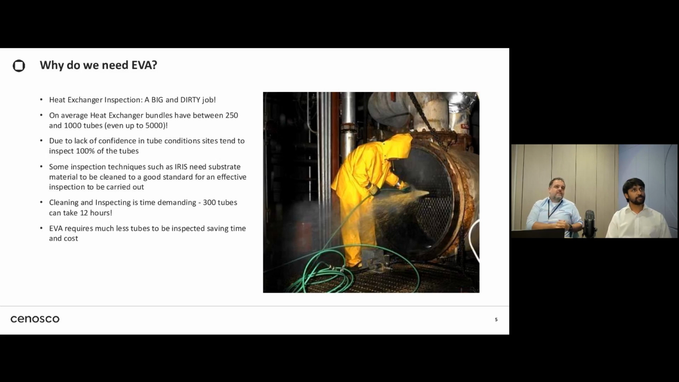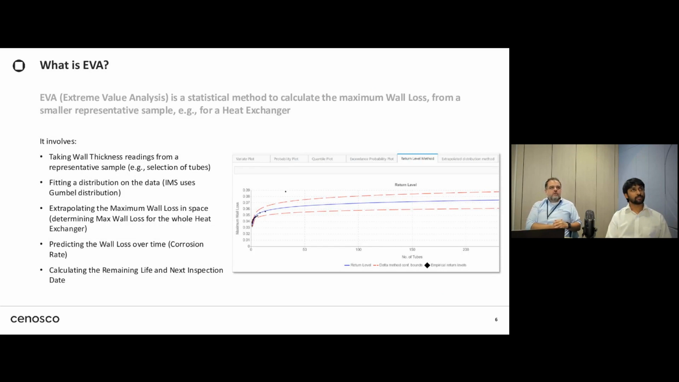So the EVA at the end will require less inspection, right? So we're going to take basically the worst case, the maximum loss, and we're going to apply that depending on the confidence. So that will save time, and we're going to show how we come to that calculation. So that's the EVA, where it comes from.